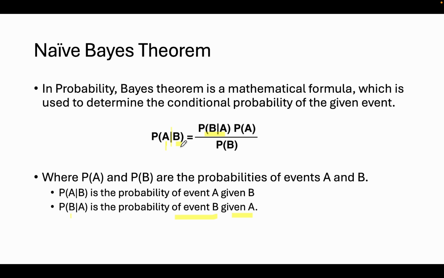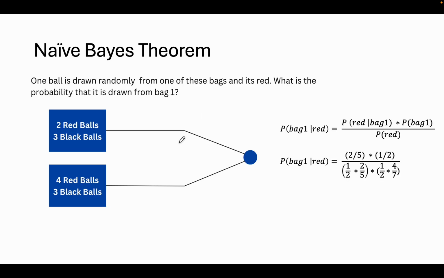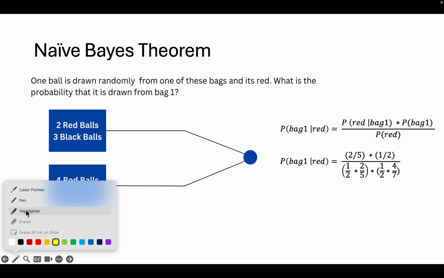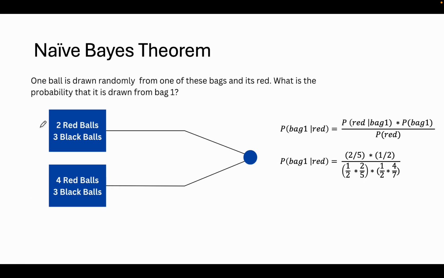So to better understand this, I have added this example which I found on YouTube and I found it to be really useful. So that's why I've added here as well. So in this example, we have bag 1 and bag 2. As you can see over here, this is our bag 1 and this will be our bag 2. Okay, simply. And in bag 1 we have 2 red balls and 3 black balls. In bag 2 we have 4 red balls and 3 black balls.